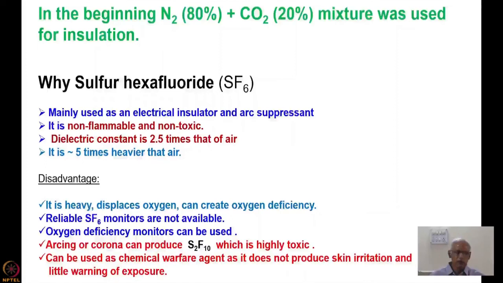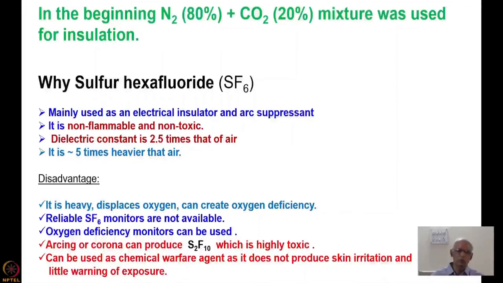Another disadvantage is that whenever arcing or corona takes place inside the high voltage terminal, SF6 breaks down, and one of the components is S2F10, which is a very highly toxic compound, and that can create not only health hazards, but also it eats away some of the components of the accelerator. And therefore, this is one of the disadvantages. Why it has been banned now: this usage of SF6 gas is banned, and it is discouraged.